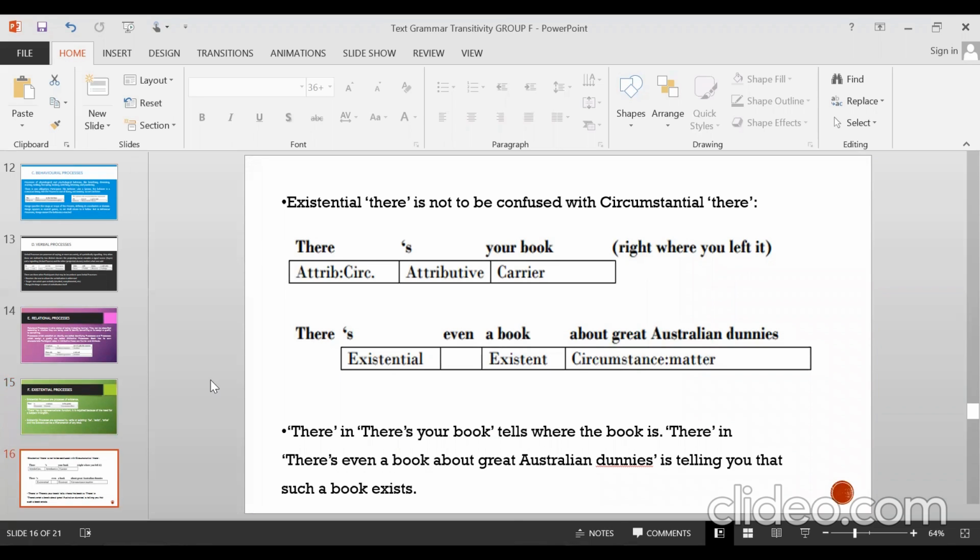Existential there is not to be confused with circumstantial there. So the sentence is: There's your book right where you left it. So there is the attribute circumstance, and 's is the attributive, and your book is the carrier. So there in the sentence tells where the book is. And then in the next sentence, There's even a book about great Australian tennis, it is telling you that such a book exists. Next slide.